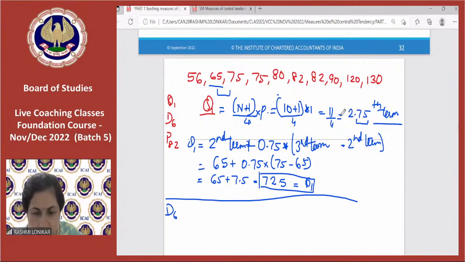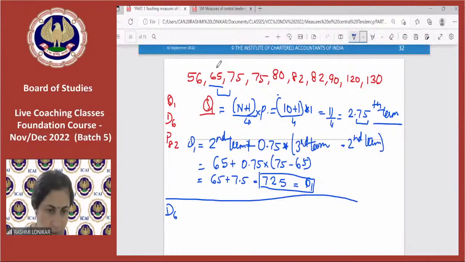0.75 is 11 upon 4. I divided 11 by 4 on the calculator. What is coming? 2.75. It means what? Where is my Q1 going to lie? It is going to lie after the second term, but before the third term. Okay. 2.75 means 2 is completed, so therefore the second term I have taken. But it is after the second term, but before the third term.